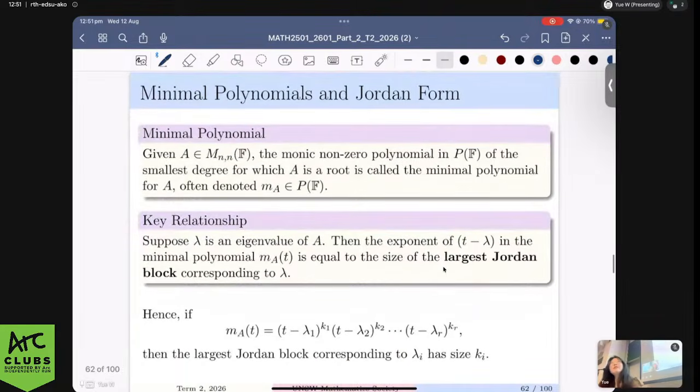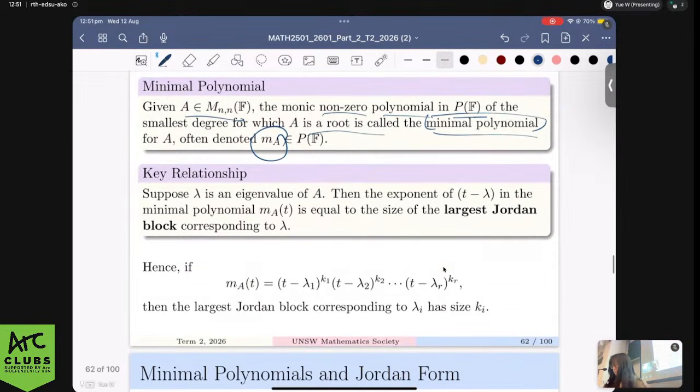Okay, so moving on to minimal polynomials and the Jordan form. So if you consider once again some square matrix A, the monic non-zero polynomial of the smallest degree for which A is a root is called the minimal polynomial. And for 2601, your typical notation is this here. So whenever you see that, just think of minimal polynomial.